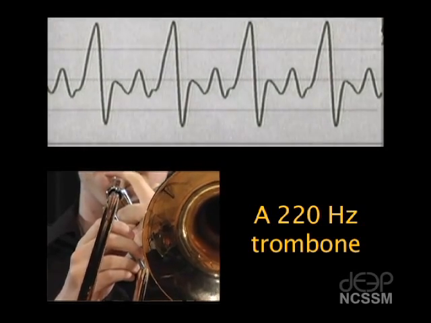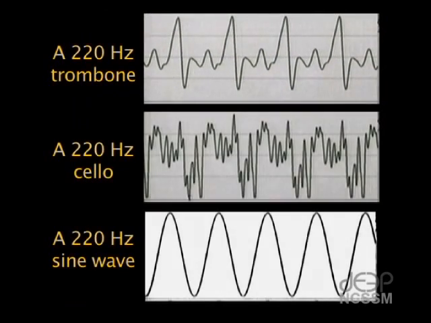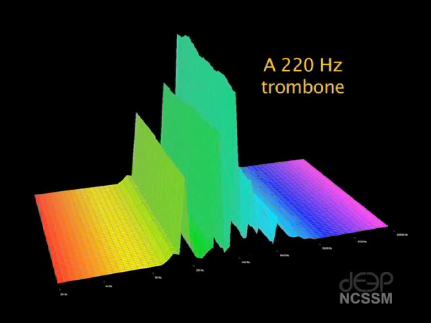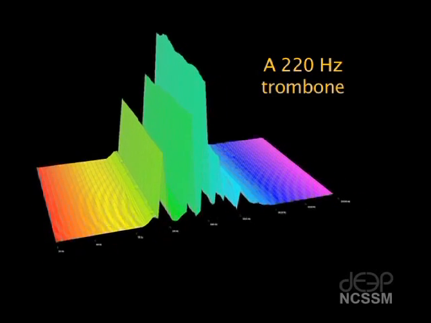Again, the big part of the wave appears to be similar to the cello and the sine wave, but the smaller inconsistencies of the wave are quite different. Let's look at it in 3D. What other frequencies are represented in the 3D image of the trombone? Are they the same as the cello or different?